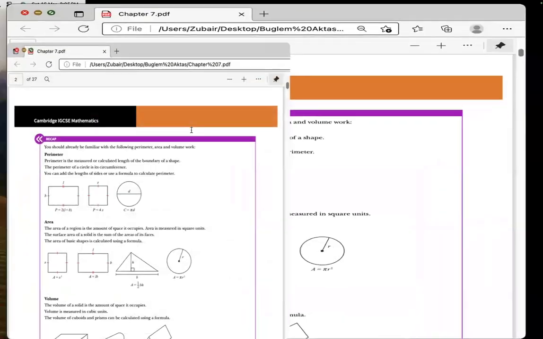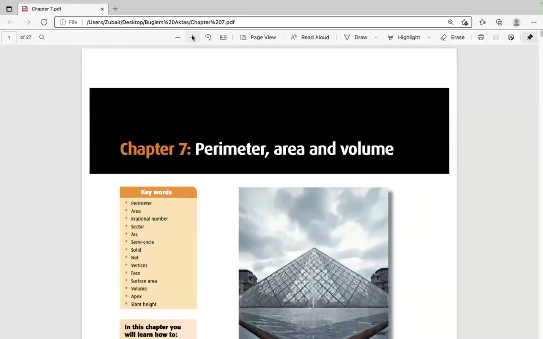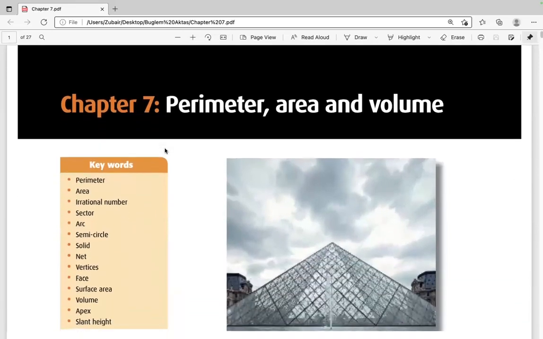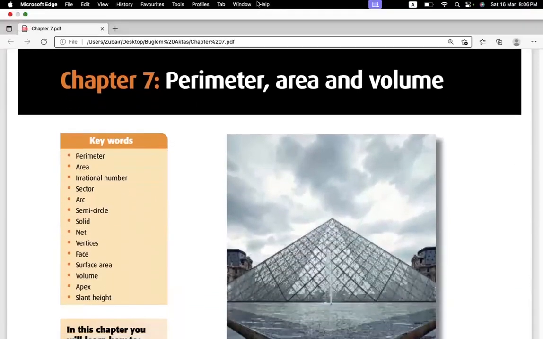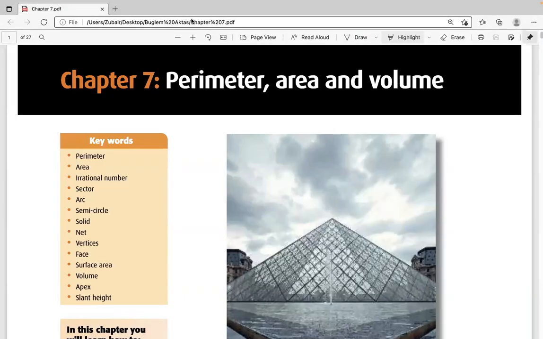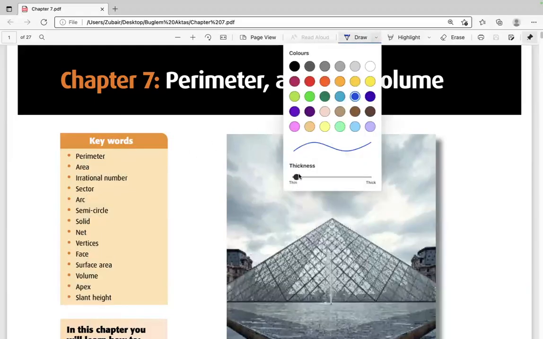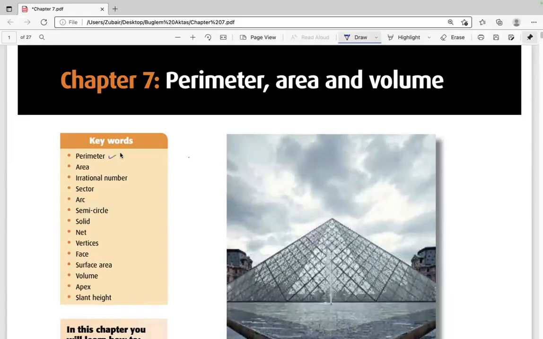Okay. So let's have a look at a few of these points. Perimeter, area, irrational number. Are you familiar with these? Perimeter, we have already discussed that, and we will go into some practice questions. Area. What is an irrational number?